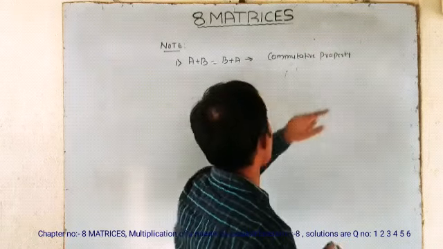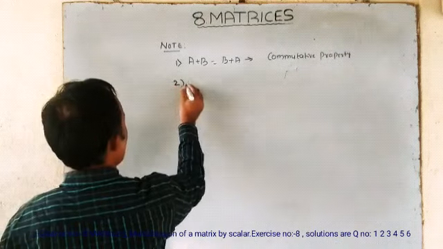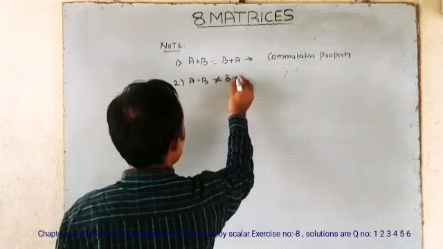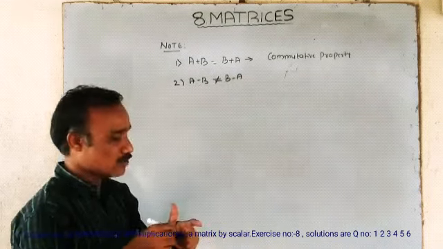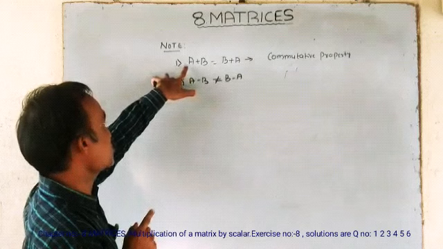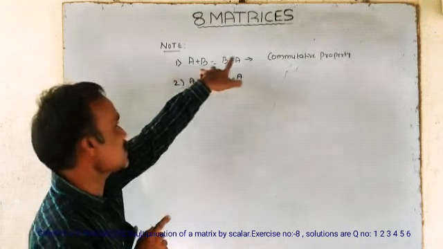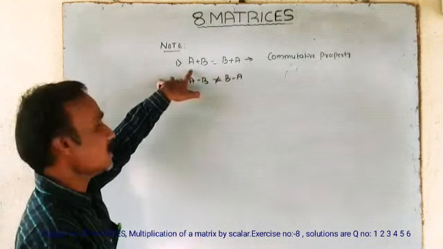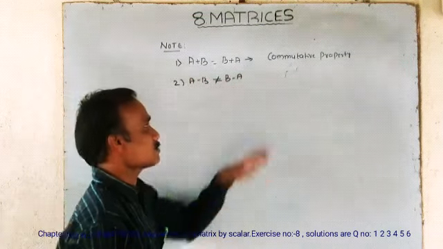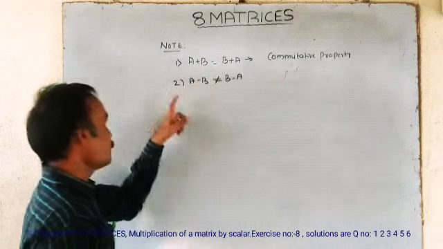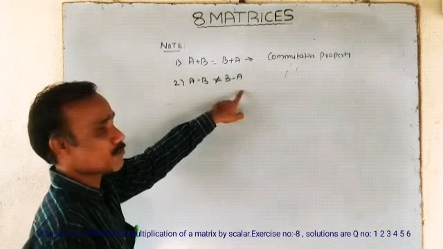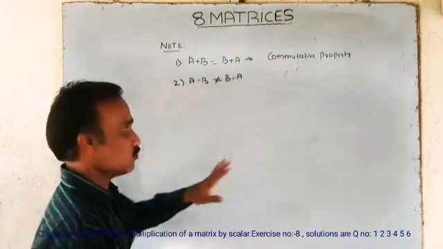Addition of matrices is commutative. The second property: A minus B is very important, not equal to B minus A. As you know, A and B are two matrices of the same order. That is very important. Here also, A and B have the same order, only then addition and subtraction are possible. So A plus B is equal to B plus A. This property is known as the commutative property. Next, A minus B is not equal to B minus A, which means that subtraction of matrices is not commutative.